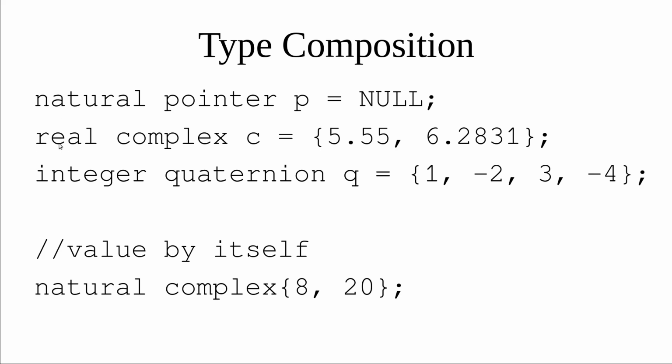I have a real complex, so I can have my nice complex number over here. Quaternions, so I have an integer quaternion, so I just have integers in here. Of course, you've got 4 values with quaternion, 2 values with complex. And then just here's a value by itself, because technically it's inferring that this is a real complex value because of this statement. But the value by itself would actually have the type with it. So you have a natural complex and 8 to 20.